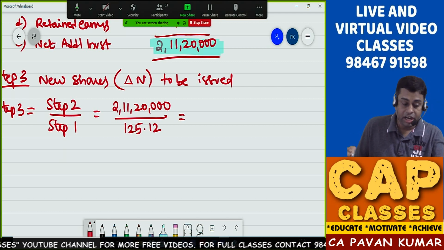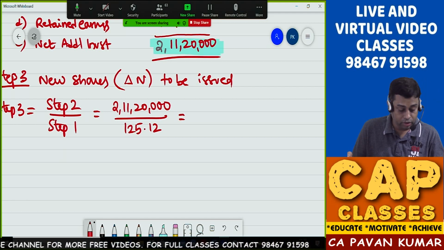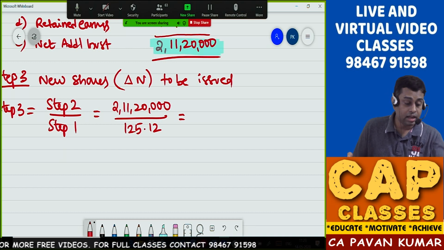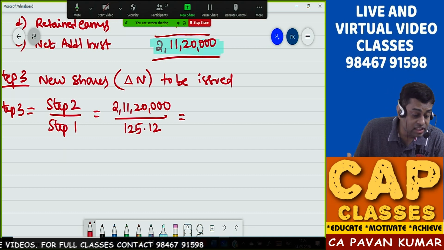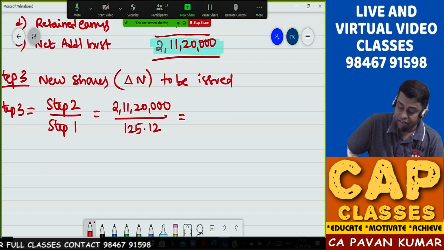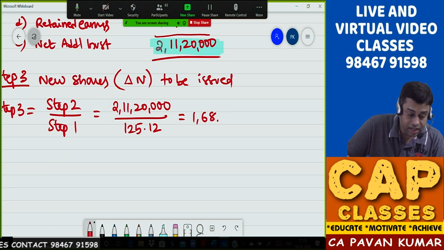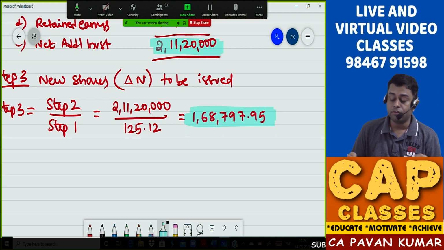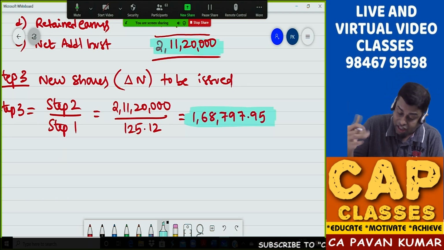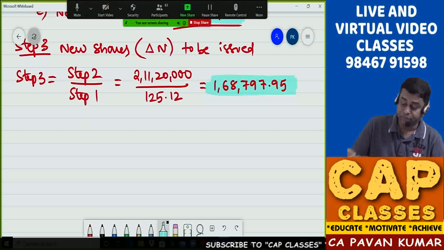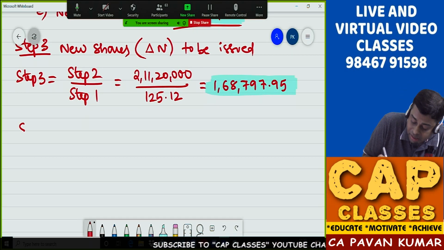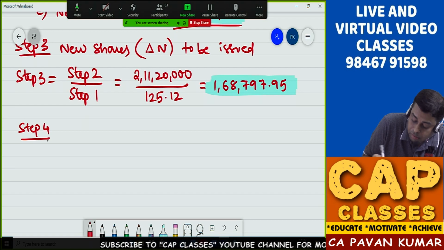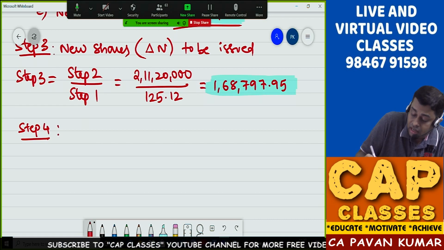So calculate how many new shares are coming, divided by 125.12. That comes to 1,68,797.95. These are the new shares to be issued. You can round it off to 1,68,798 also. This is your step 3. Okay, in your study material with step 3 the answer is over, but I want you to go one step ahead.